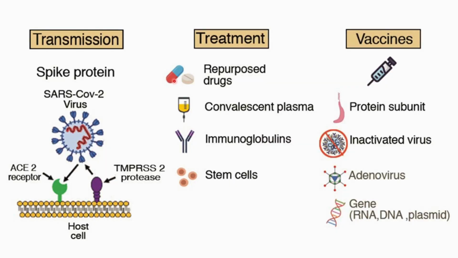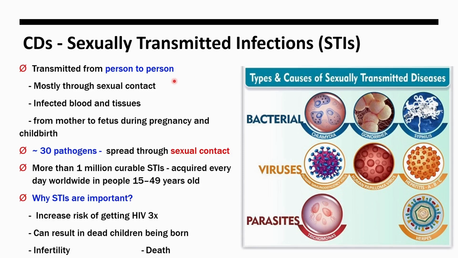So what are the treatments available now for COVID-19? There are repurposed drugs, immunoglobulin treatments, monoclonal treatments, and there are different vaccines produced against the COVID-19 virus. So these are different treatment patterns.